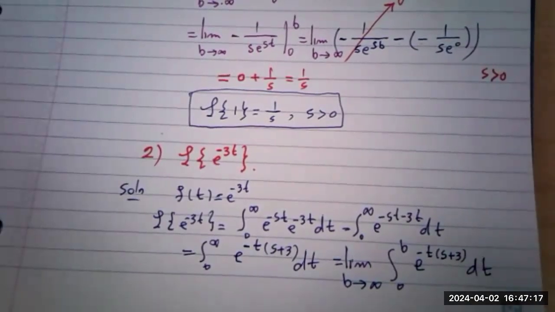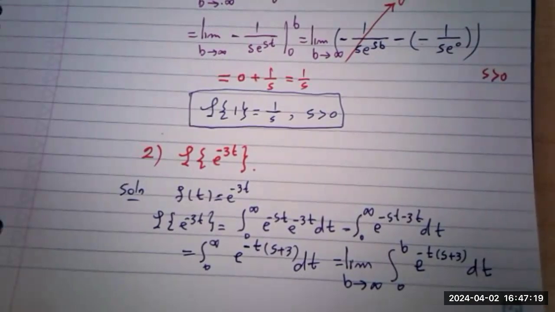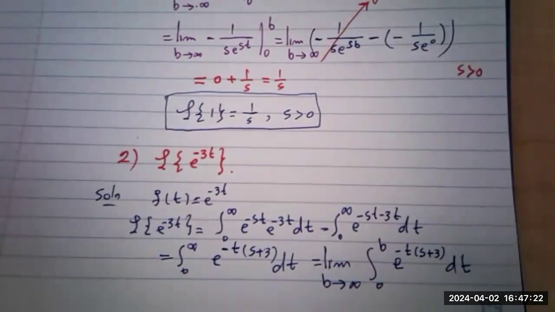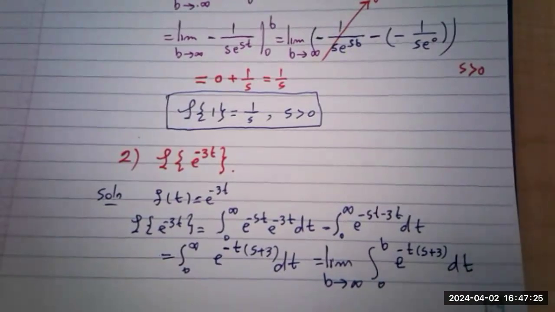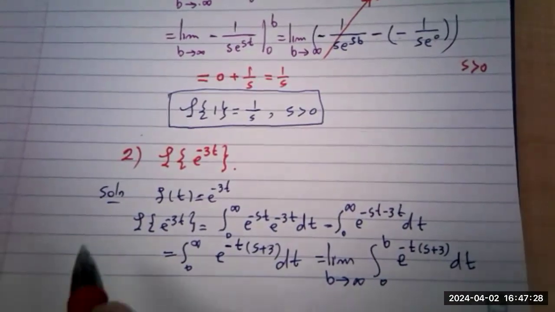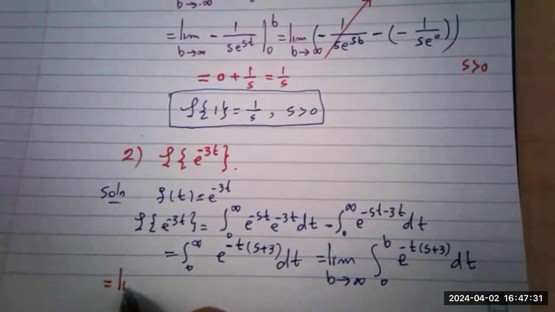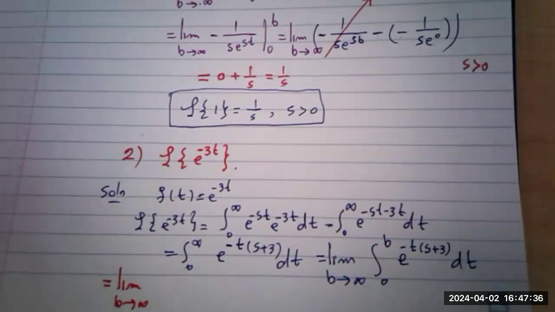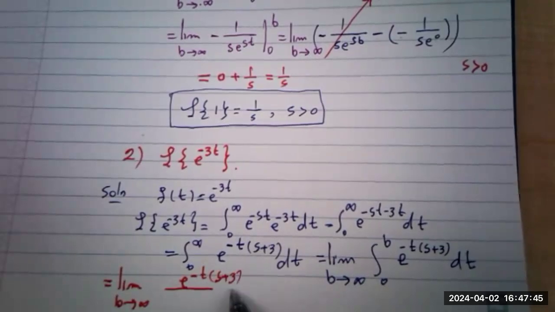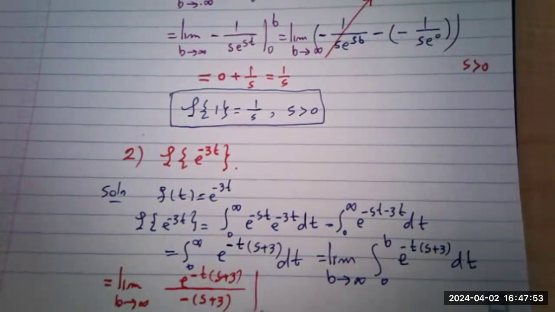Now from now on, it's going to be like the previous one that we did. The integral of the exponential function never changes, but u prime is going to be negative s plus 3 this time. So it's going to be equal to the limit as b goes to infinity of e to the negative t times s plus 3, and then down in the denominator, again, the negative s plus 3. Then you have to go on from 0 to b and b to infinity.